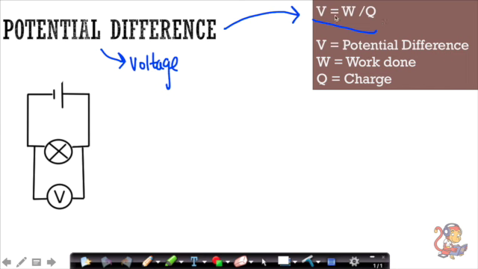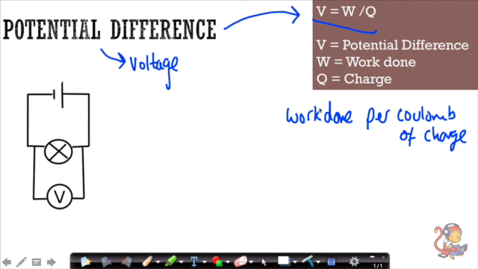Because if we use this, we can see that potential difference is the work done per coulomb of charge. And hopefully if I ask you the question, what is work done the same as? Hopefully you'll remember that work done is the same thing as energy transferred. So you could say energy transferred per coulomb of charge.